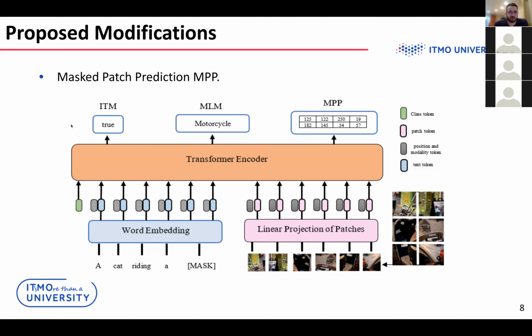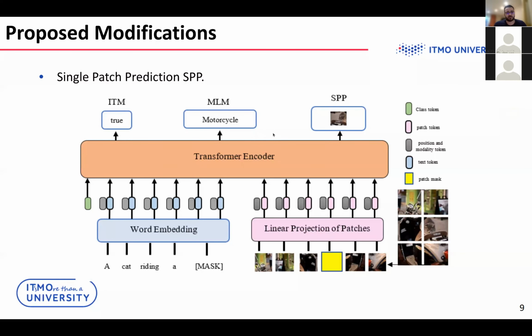So what we did is that we fine-tuned our model on image-text matching, masked language modeling, the generative task for the textual modality, and then we added our MPP, or masked patch prediction, for the visual modality. The second modification, or the second try that we did, is about single patch prediction. Again, we are trying to add a generative task for the transformer, but we want to add it for the visual modality, not for the textual one. The textual one is MLM, masked language modeling. It's very famous and widely used.